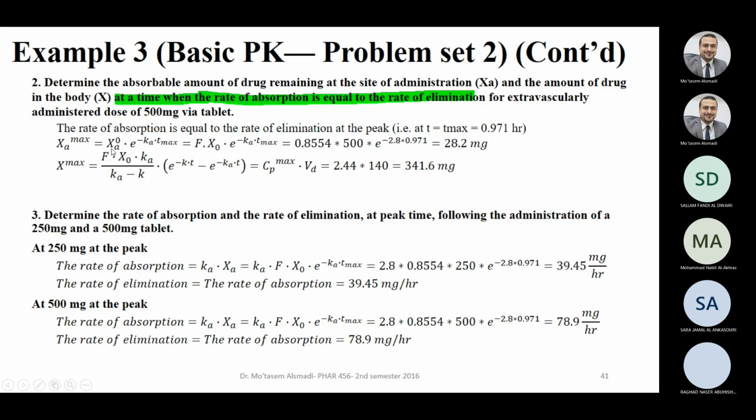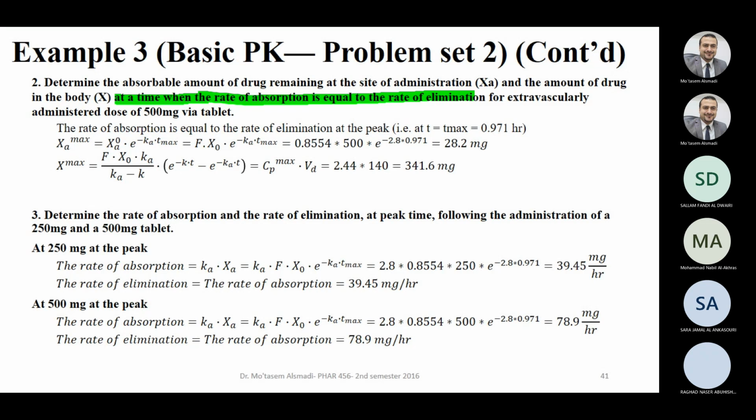The absorbable amount is XA node times e to the power minus Ka times T max, while XA node is F times the dose times e to the power minus Ka times T max. What's XA node? That's F, which is equal to 0.8554, multiplied with the dose of 500, right? So we get a value of 500 here. It multiplies with e to the power minus Ka, which is 2.8, times T max, which is 0.971. That's equal to 28.2 milligrams. Again, this is the absorbable amount, XA. This is not the dose X0; this is equal to F multiplied with X0.